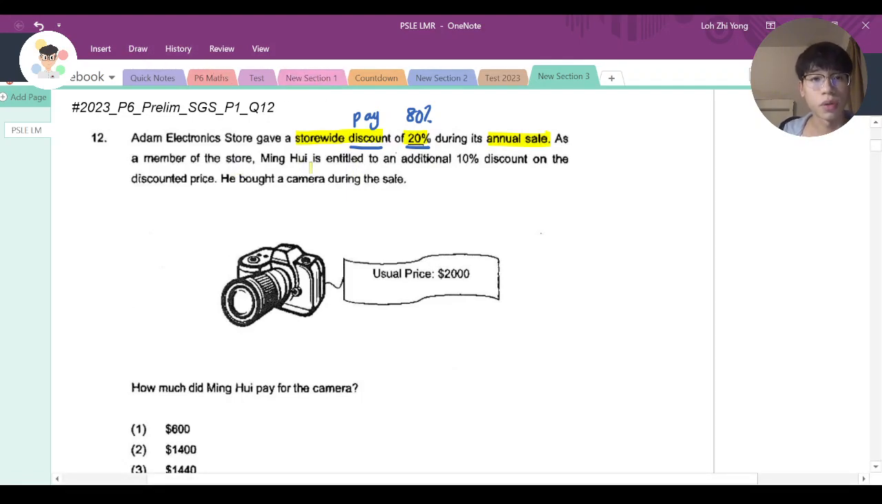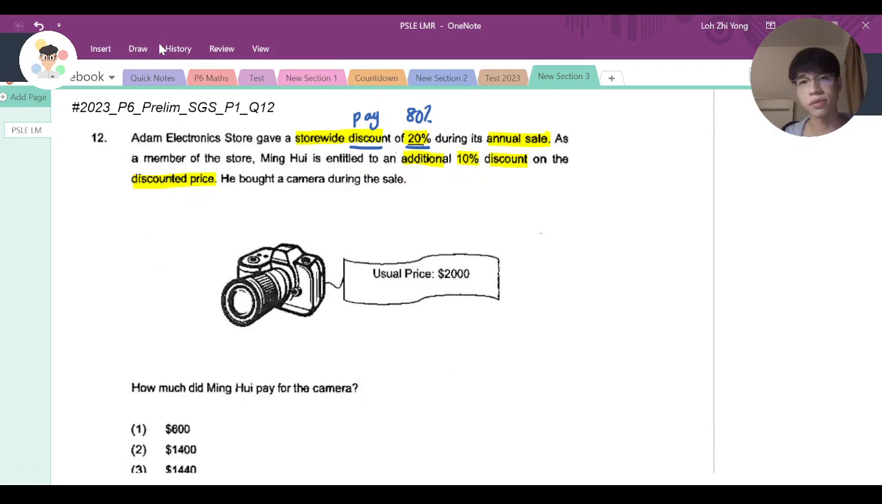Okay, let's move on. As a member of the store, Minghui is entitled to an additional 10% discount on the discounted price. Teacher, I have a 20% discount, and I have another 10% discount.